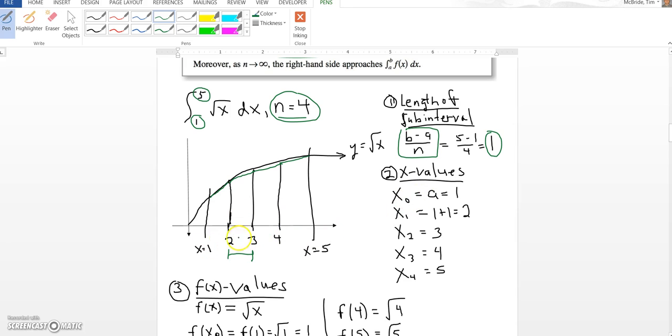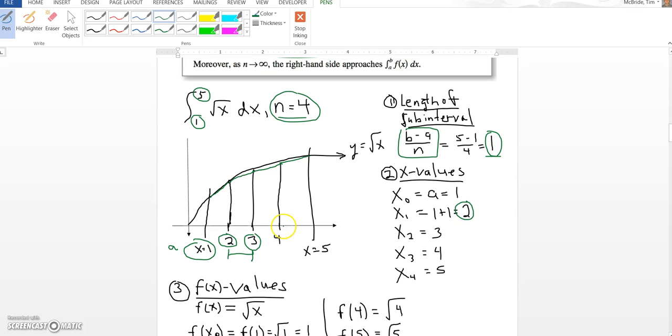And now we need to get the x values. So this is my a value. We always start with that one. And then take the length of each subinterval. So 1 plus 1 gives me the next x value here. And then plus the length of the subinterval: 2 plus 1, and then 3 plus 1, and 4 plus 1. So we have our x values.